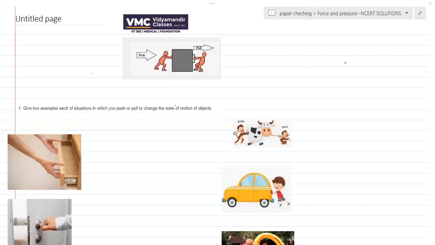Hello, children. Your exams are around the corner, and I am sure you're worried about how to revise for your upcoming exams. So, we are here with a series of NCERT Solutions. Today, we are going to do force and pressure, class 8th, physics chapter.